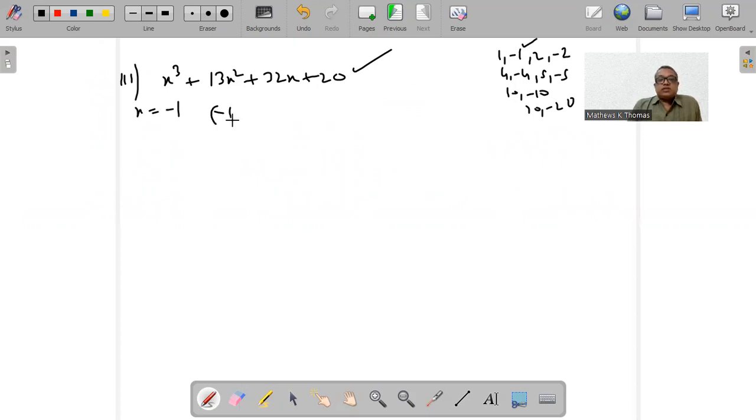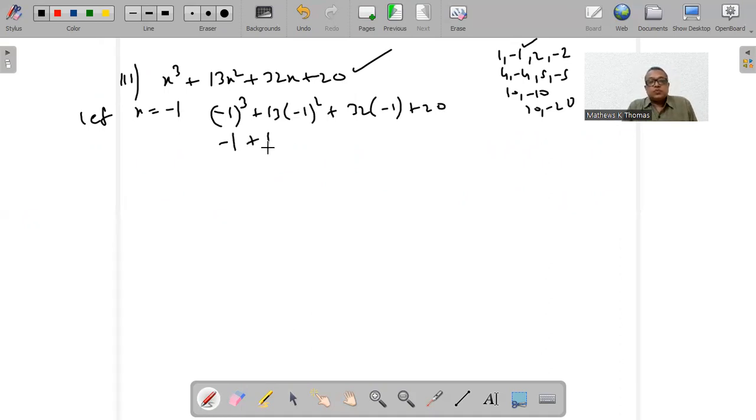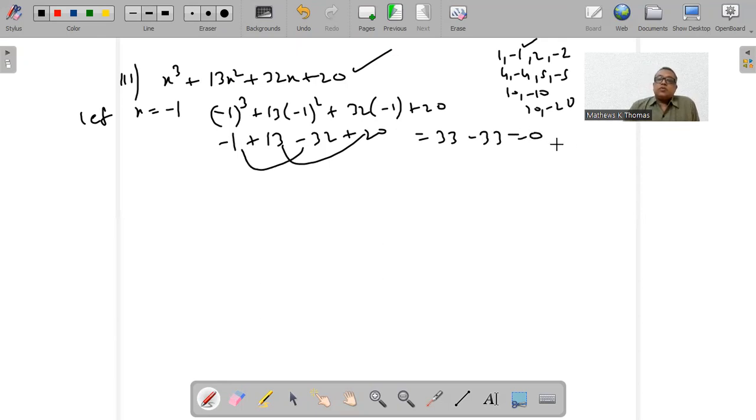So let x is minus 1: minus 1 cube, 13 into minus 1 square, 32 into minus 1 plus 20. Okay, so this is minus 1. This is going to be minus 1 whole square, which is positive 1. So this is positive 13, minus 32 plus 20. 20 and 13 is giving me 33. Minus 1 minus 32 is minus 33. It's coming 0. So here I've got the remainder 0, which means that x is minus 1 is a solution of this. Therefore, I can say x plus 1 is a factor.